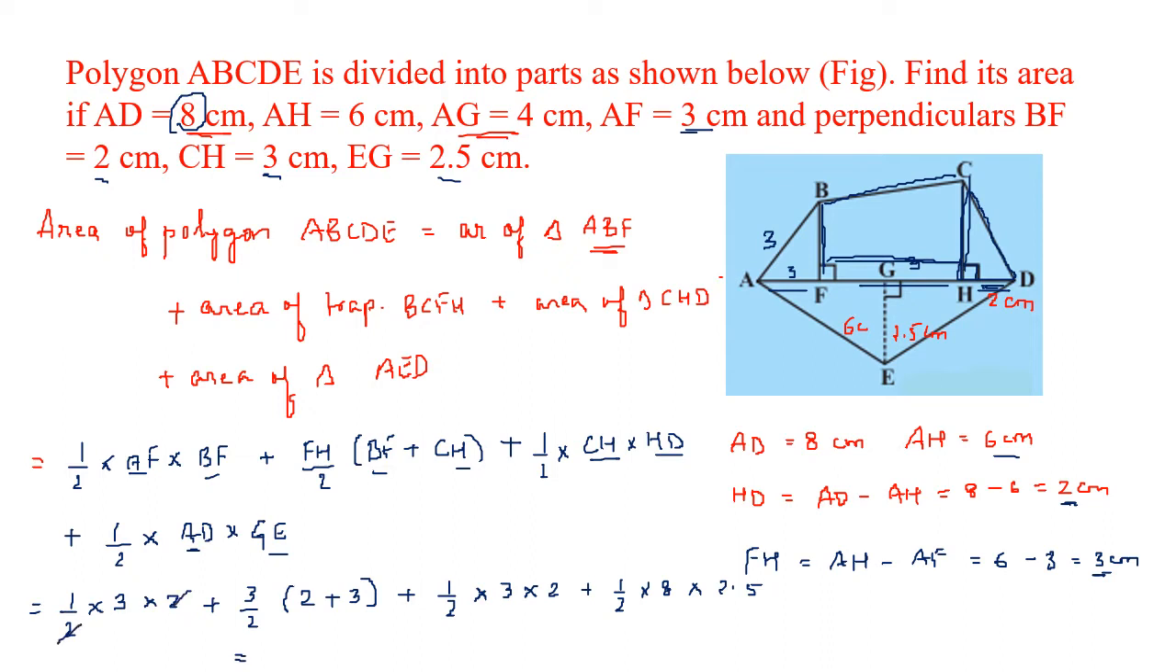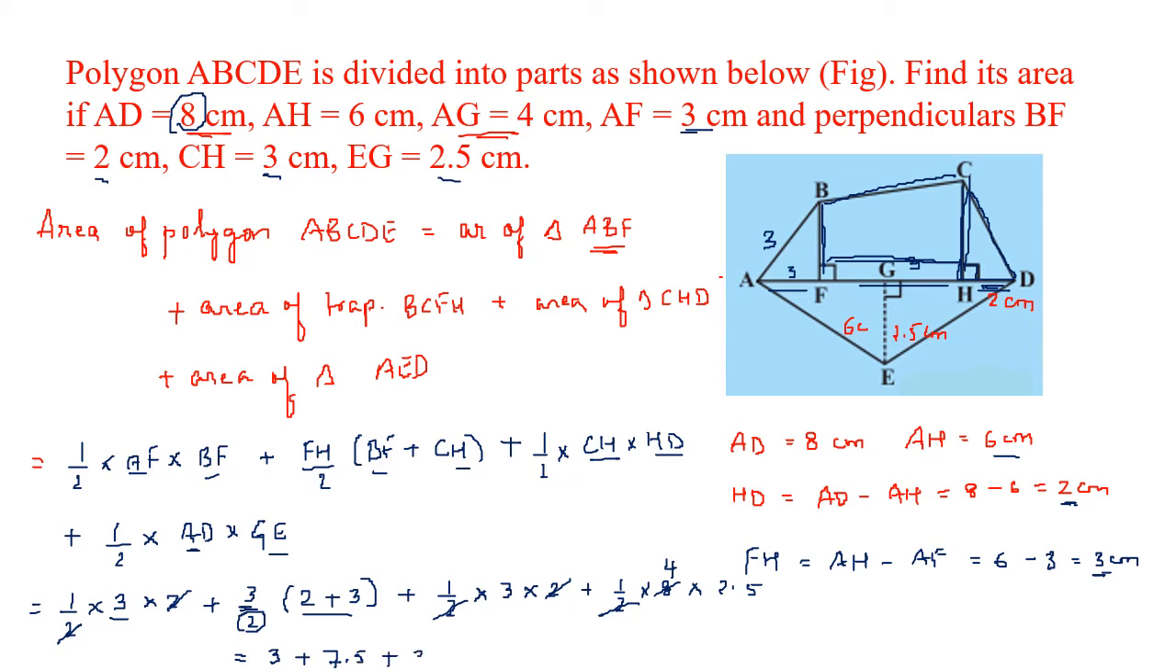This 2 and this 2 get cut. 2 ones are 2, 2 fours are 8. So we have got 3 plus... now what do we do here? 3 plus 2 is 5. 5 threes are 15. And 15 divided by 2 is 7.5.